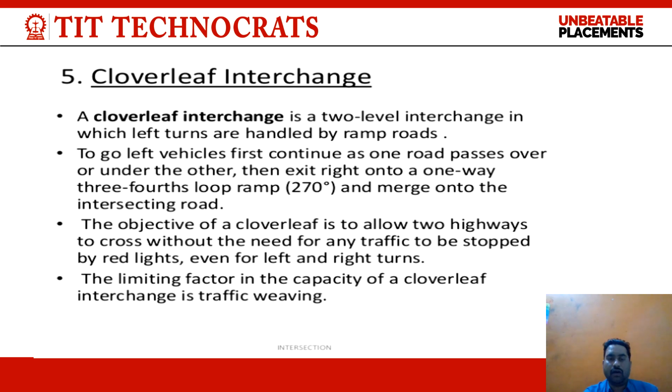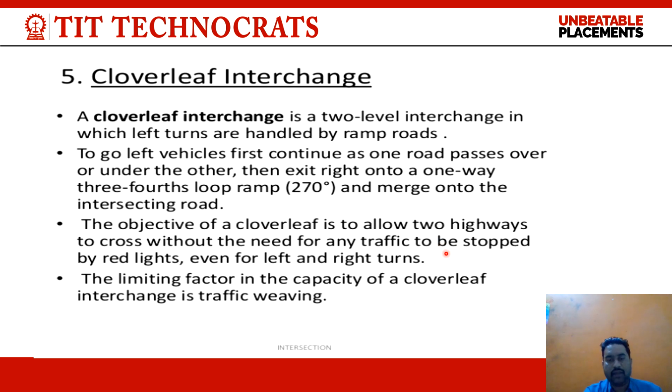Cloverleaf interchange. A cloverleaf interchange is a two-level interchange in which left turns are handled by ramps. To go left, vehicles first continue as one road passes over or under the other, then exit onto a one-way three-quarter loop ramp of 270 degrees and merge onto the intersecting road. The objective of the cloverleaf is to allow the highways to cross without the need for any traffic to be stopped by red lights, even for left or right turns.